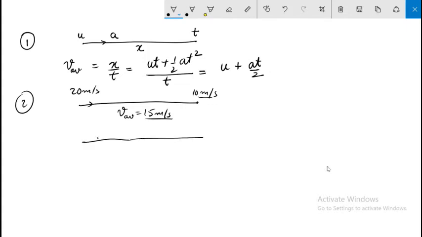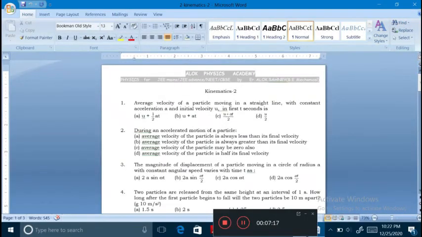Suppose there is a particle with initial velocity of 10 meters per second and it accelerates uniformly to a speed of 20 meters per second. This time the speed is increasing. Now again in this case the average velocity is going to be 15, which is less than the final velocity. So it is not necessary that average velocity is more than the final velocity. So option B is also wrong.